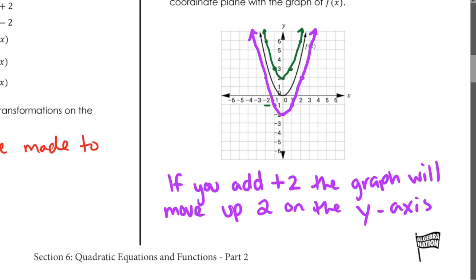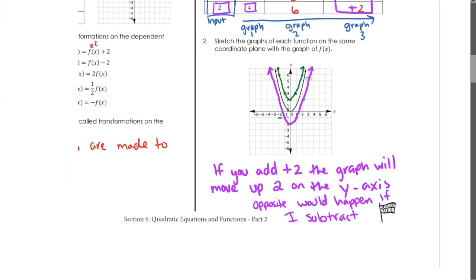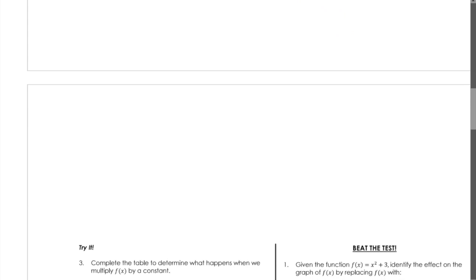Okay. Now, if I were subtracting 2, it would do the opposite. So instead of writing that whole sentence again, I'm just going to say opposite would happen if I subtract. Okay, so if I add 2, it's going to go up 2 on the y-axis. If I subtract 2, it's going to go down 2 on the y-axis. Pretty easy. Okay, so let's go ahead and try the try it problem.